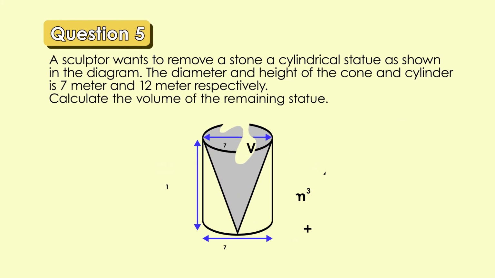Let's check out the next question. A sculptor wants to remove a stone from a cylindrical statue as shown in the diagram. The cone and the cylinder have the same diameter and height. The diameter and the height of the cone and cylinder are 7 meters and 12 meters respectively. Calculate the volume of the remaining statue.